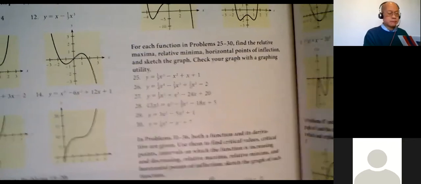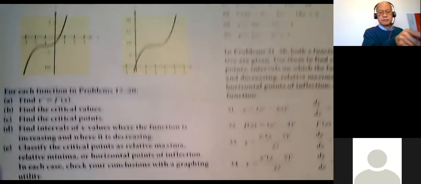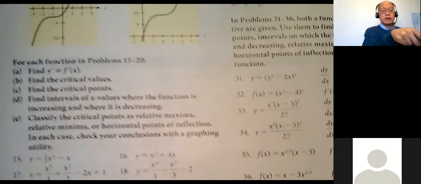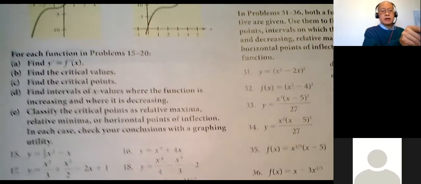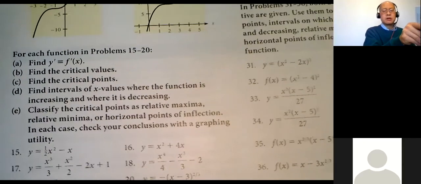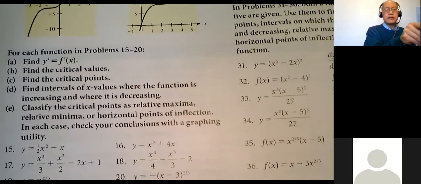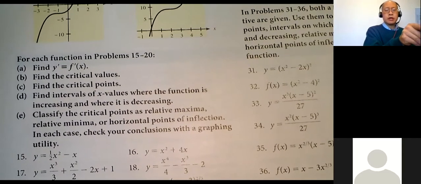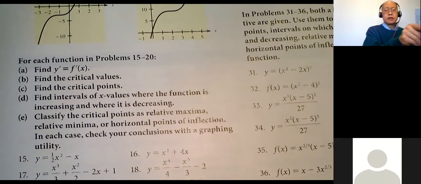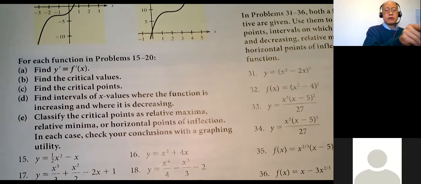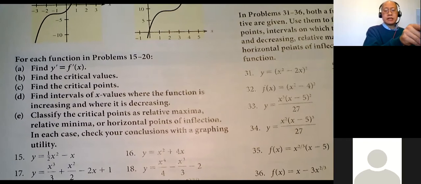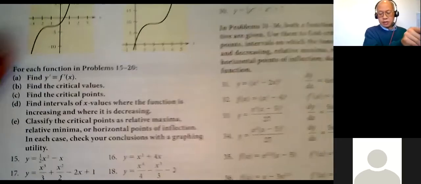Let me show you 16. X squared plus 4x. Okay, find the derivative, A. B, find the critical values. C, find the critical points. What's the difference between B and C? A critical value is only the x coordinate. A critical point gives you the y coordinate. D, find the values where the function is increasing and decreasing. And then determine maxima, minima, points of inflection, and all that stuff.